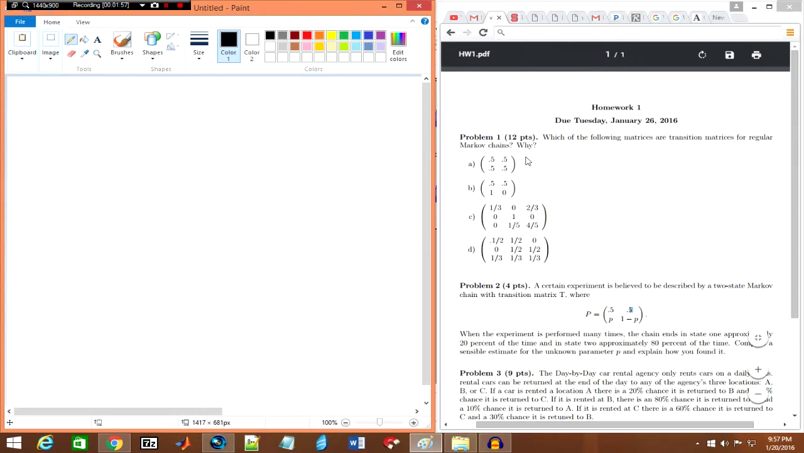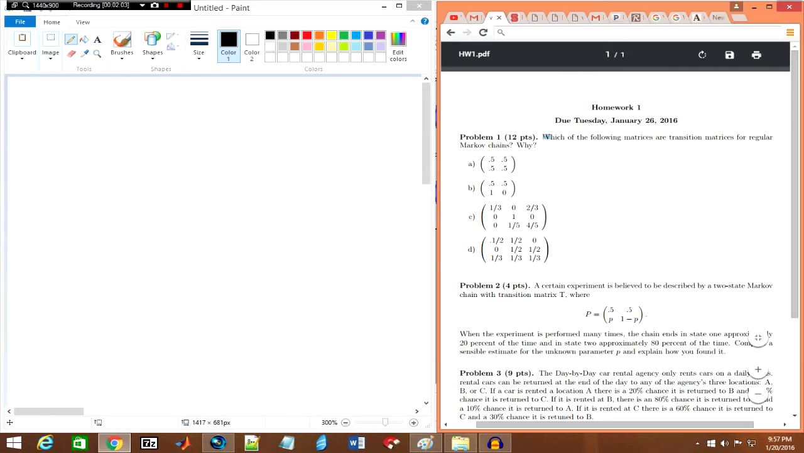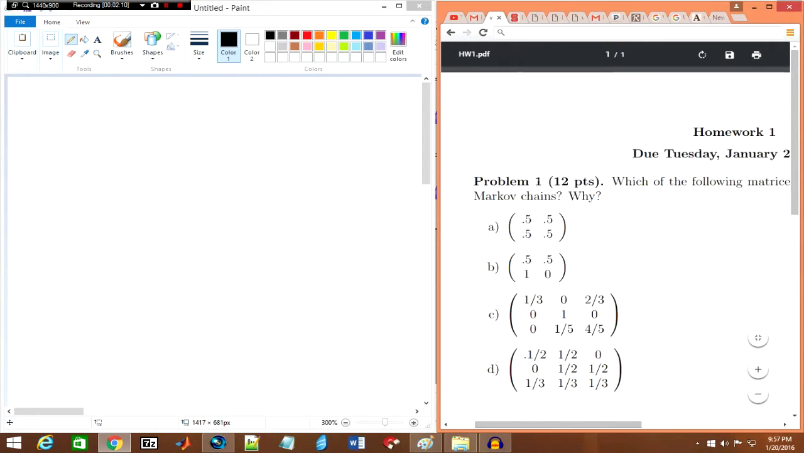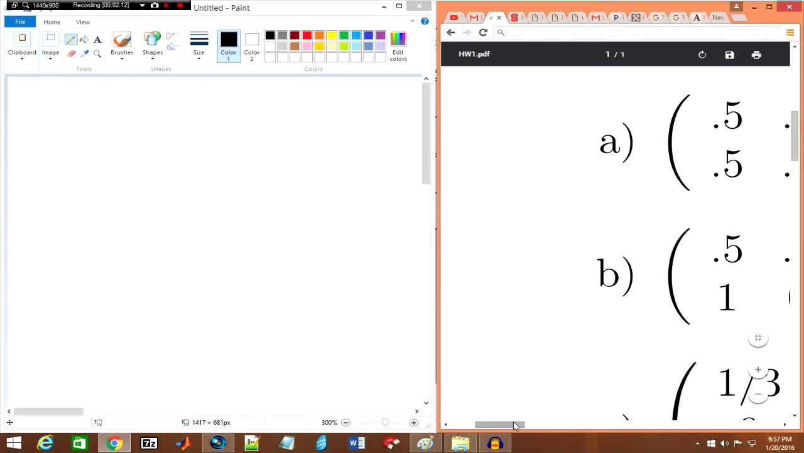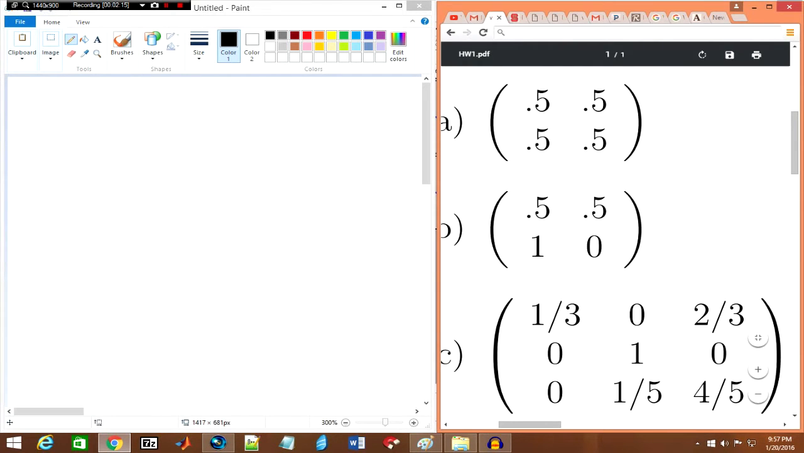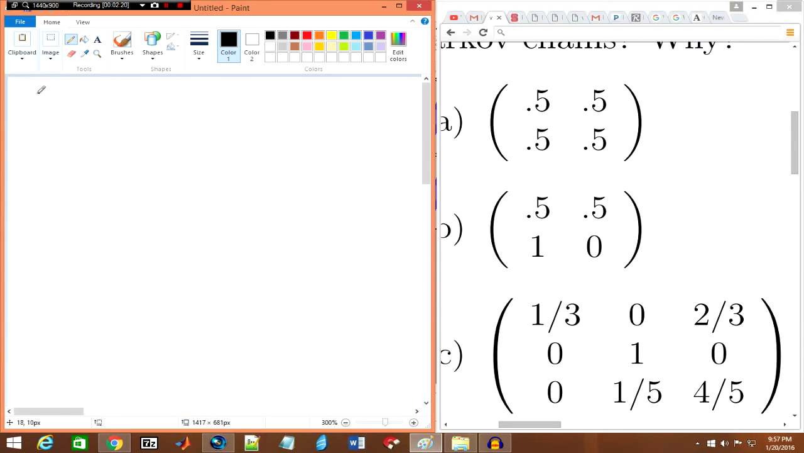The first Markov chain we have right here, let's see. First of all, let me go ahead and read the question. It says, which of the following matrices are transition matrices for regular Markov chains and why? So, if I zoom in right here so that y'all can see this really clearly, the first matrix is 0.5, 0.5, 0.5, 0.5. And excuse my handwriting.